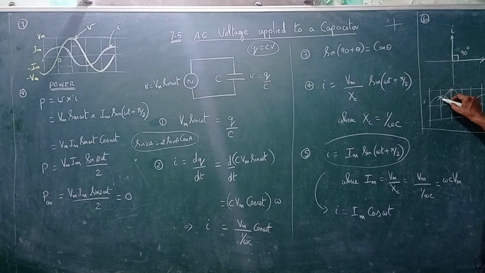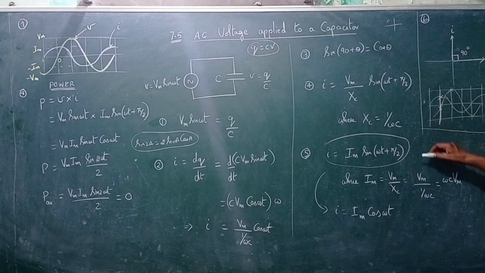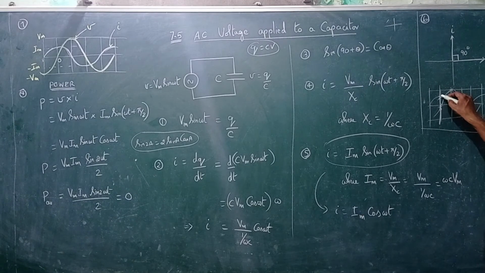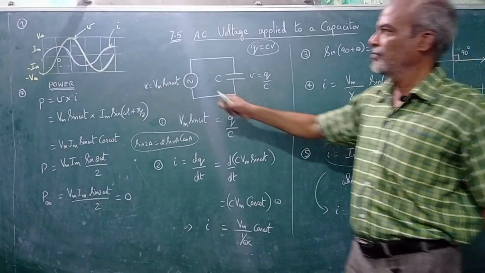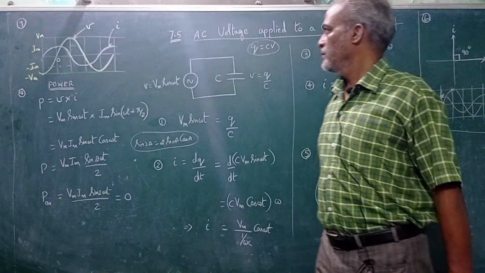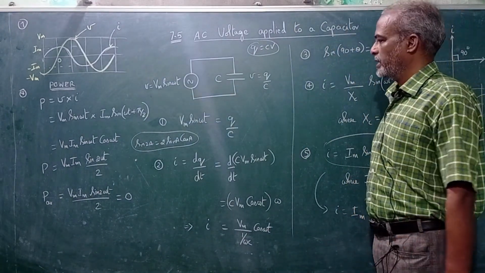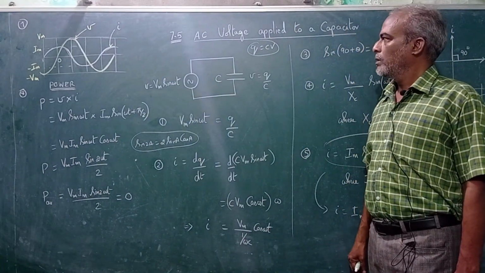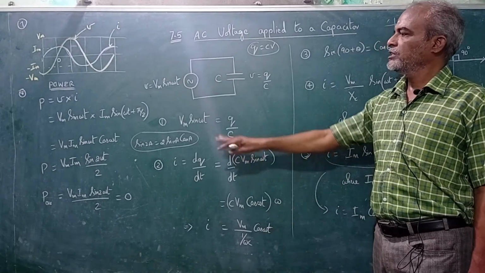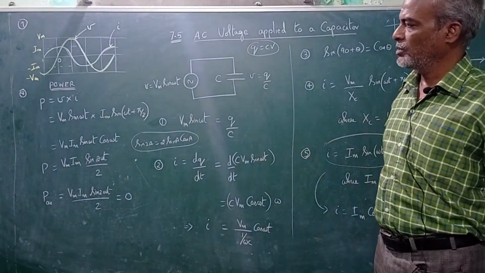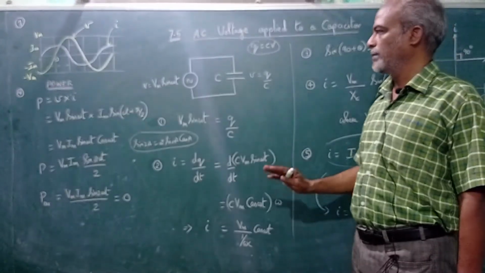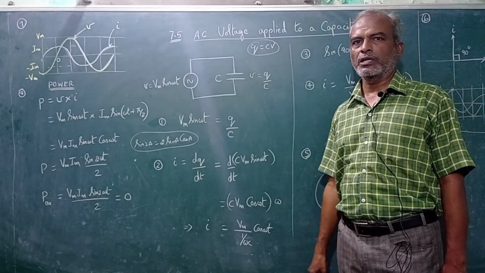Okay, so you take from the reference as 0. So at 0 this current is maximum, and the voltage is lagging by 90 degree. That's how I have drawn for this diagram. That's all about AC voltage applied to a capacitor. And the average power delivered to this circuit is 0 for one complete cycle. Thank you for your attention.